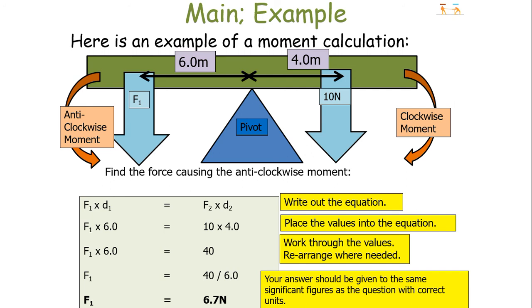And you know that if the object is balanced, then the moments on either side, the clockwise and anti-clockwise moments, must equal each other. So what you do is you fully write out the equation. Force 1 times distance 1 equals force 2 times distance 2. You then place your values in your equation.